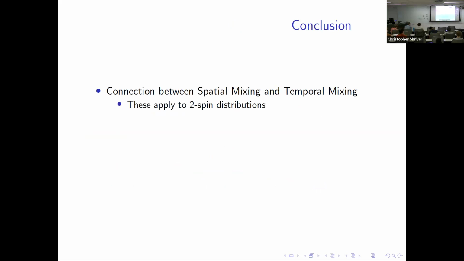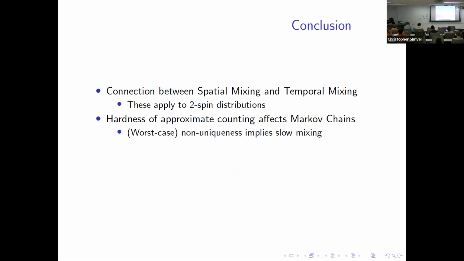Okay, so, conclusion. We saw some connections between spatial mixing and temporal mixing for spin systems. These techniques apply mostly for two-spin Gibbs distributions like the Ising model and the hardcore model. I talked about hardness for deterministic algorithms, but of course this applies also for Markov chains. So in the worst case, non-uniqueness implies slow mixing.